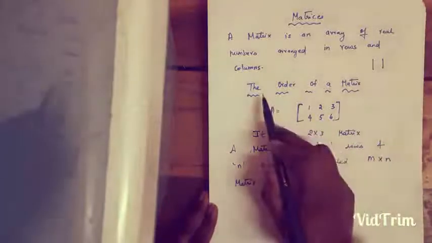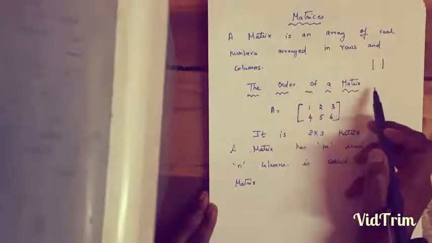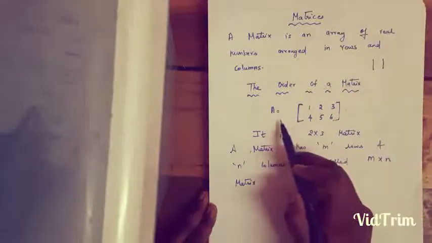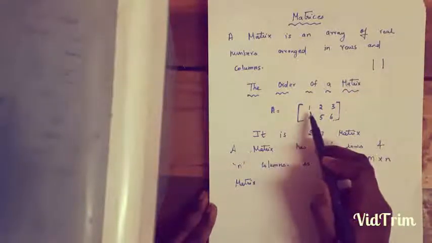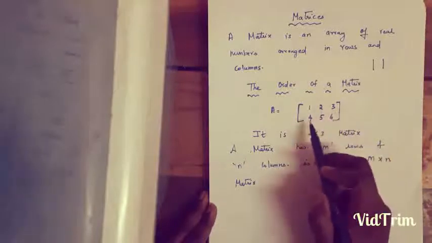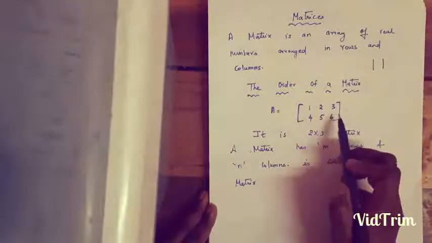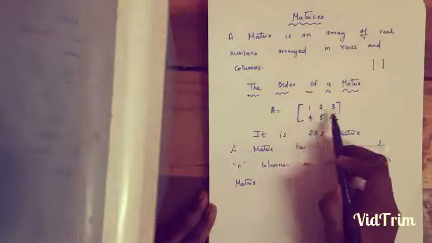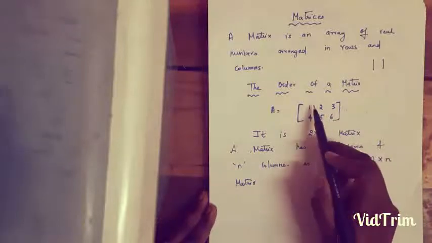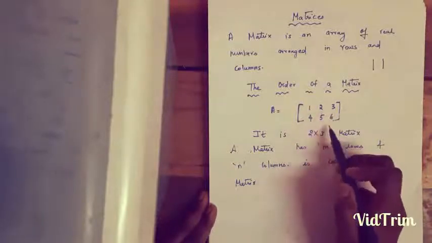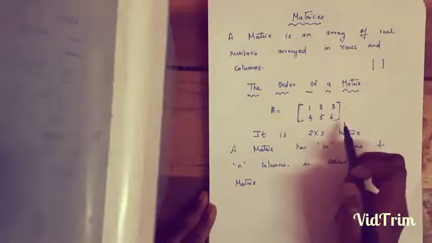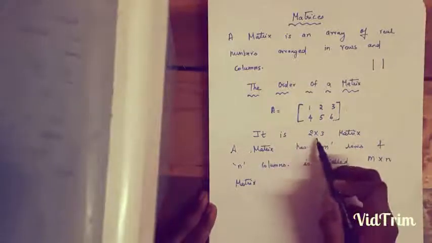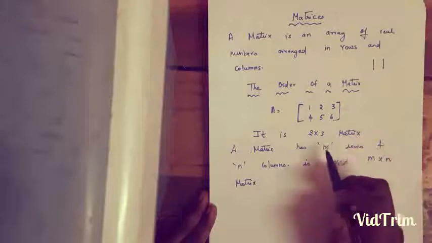So what is the order of a matrix? Take this example, matrix A. I have the elements 1, 2, 3, 4, 5 and 6. How many rows do you have? Basically you have 2 rows and 3 columns. First column, second column and third column. So you can call this a 2 by 3 matrix.